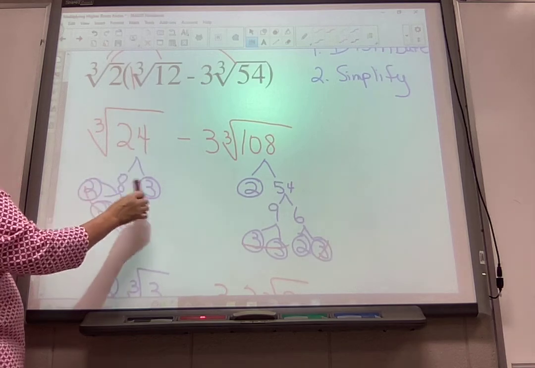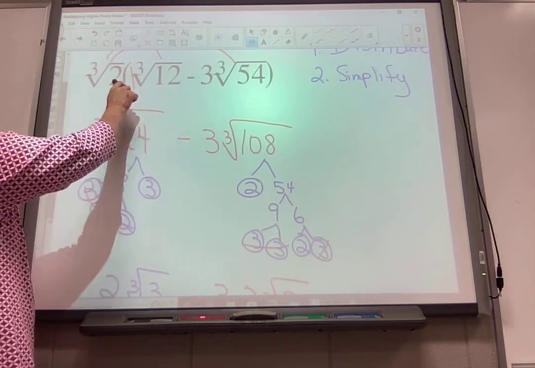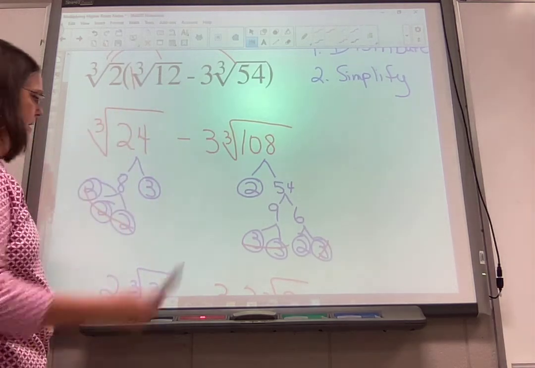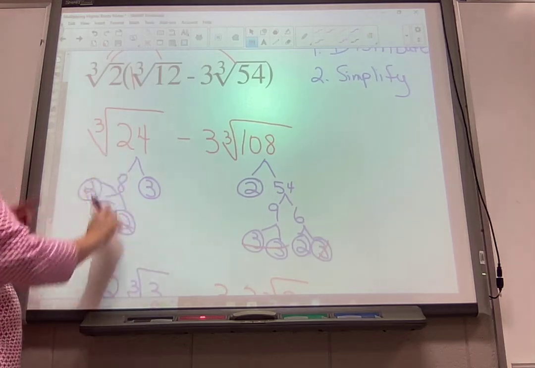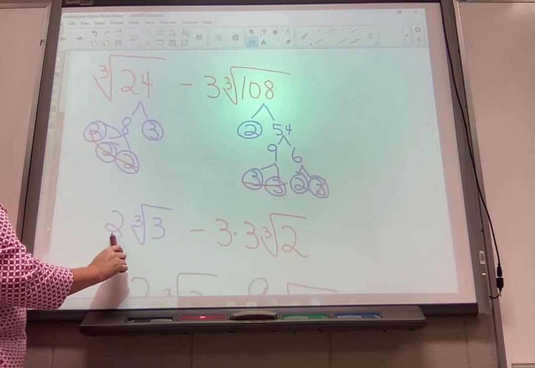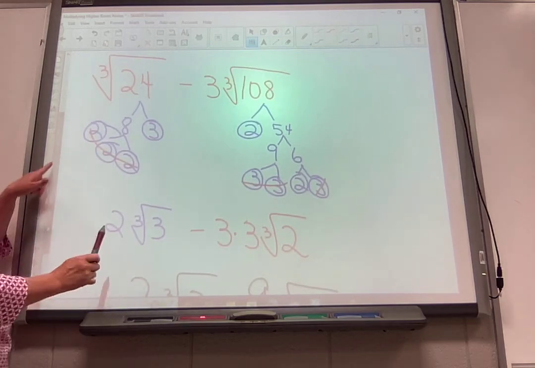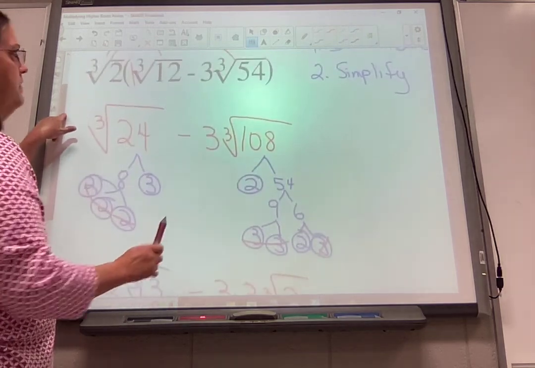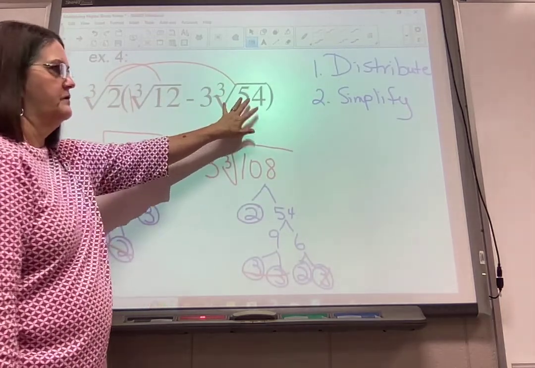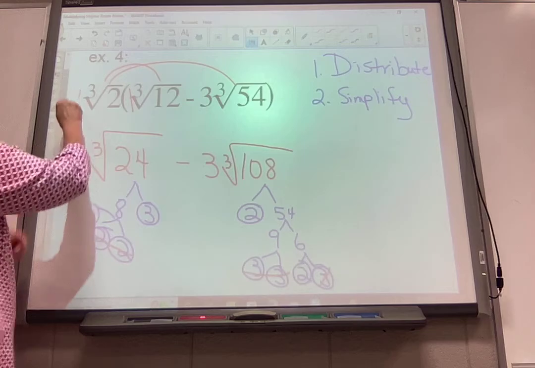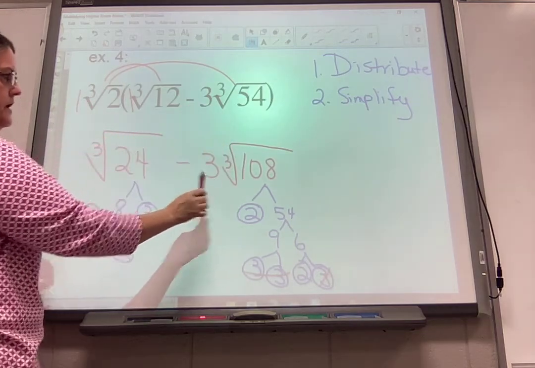You have, and I used 8 and 3. I should have used 2 and 12 and let you see it that way, but that's okay. And then there are 3 2s, and since it's a cube root, I'm bringing out the 2, so that gives me 2 cube roots of 3. And then I come over and I do this one, the cube root of 2 times 3 cube roots of 54. Understood 1 times 3 is 3.